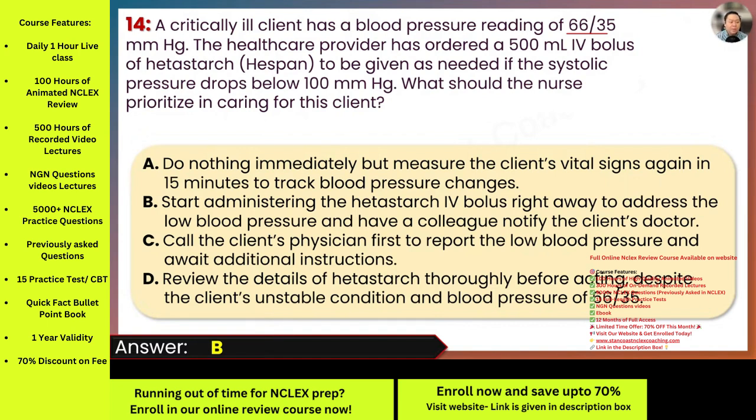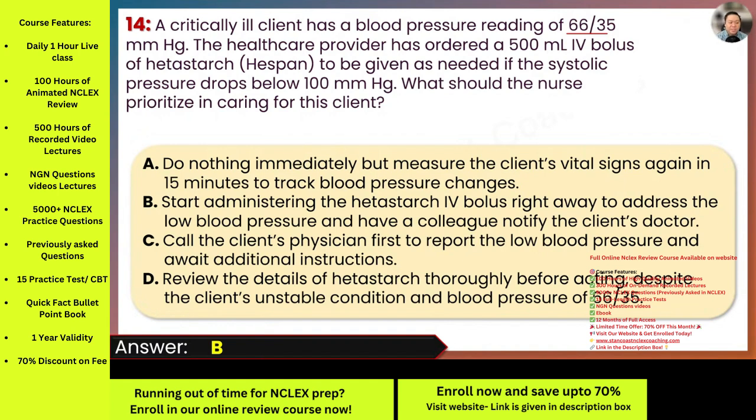Okay. Now, what about letter A? Why is this incorrect? Well, the client may not have 15 minutes, and waiting can also lead to multi-organ failure, could lead to cardiac arrest, and the blood pressure is already a medical emergency. So you have to intervene first. Then you're going to do the monitoring.